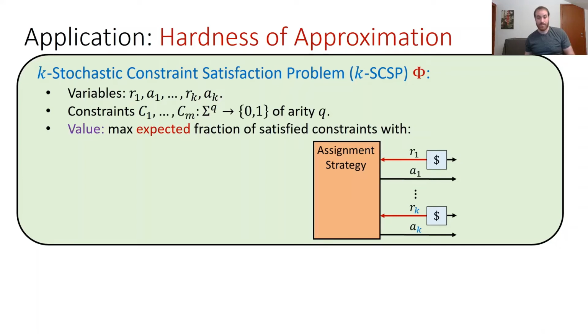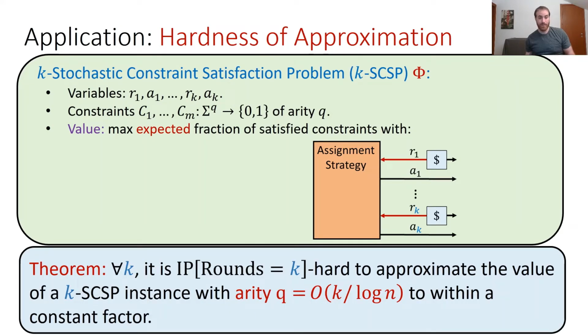It's also given to the assignment strategy, which then chooses A1 based on R1. Then R2 is chosen uniformly at random. The assignment strategy chooses A2, and so on, until all of the variables are given values. And we show that for every k, it is IP with k rounds hard to approximate the value of a k SCSP instance with arity k over log n to within a constant factor.